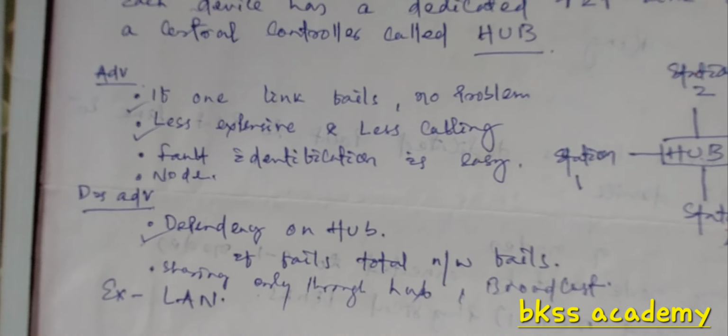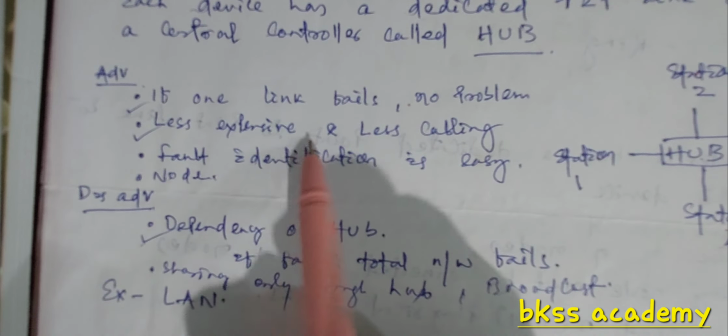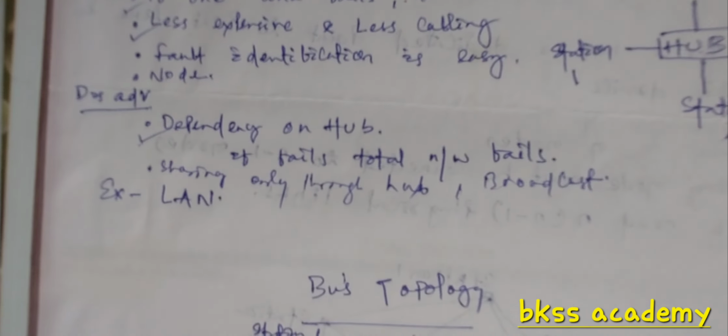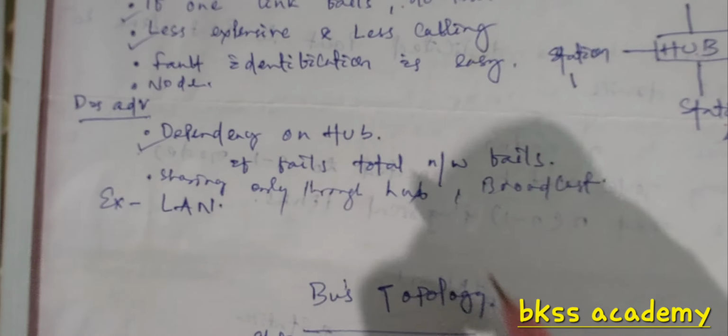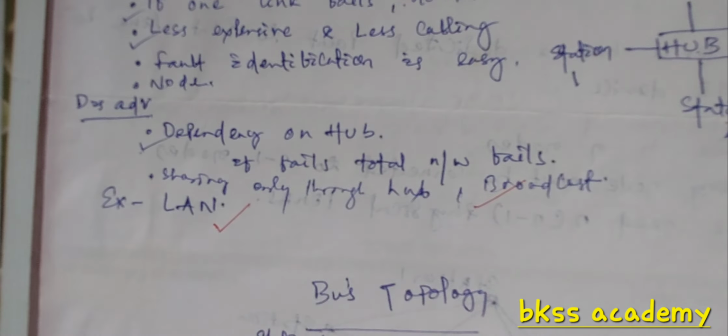Advantages: if one link fails, no problem, less expense, less cabling, fault identification is easy. The disadvantage is dependency on the hub. If the hub fails, the total network fails. Sharing is only through the hub and broadcast like this. This is an example of LAN.